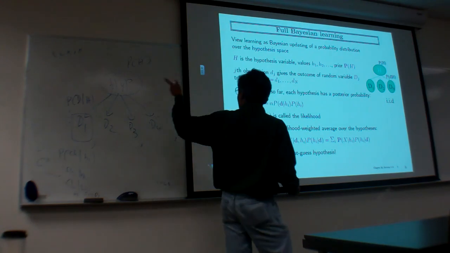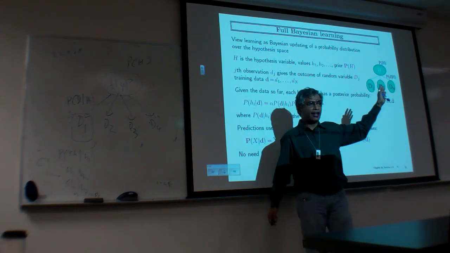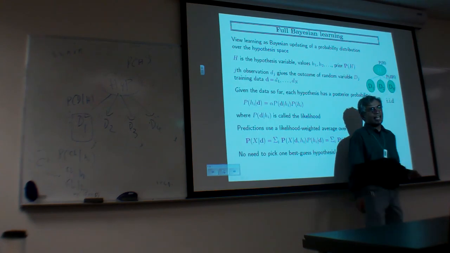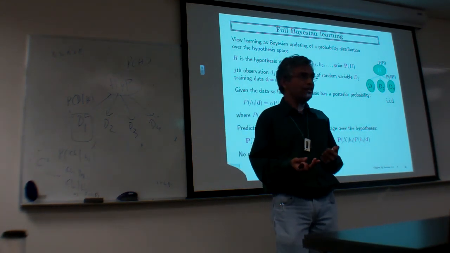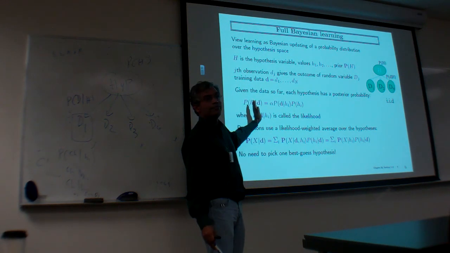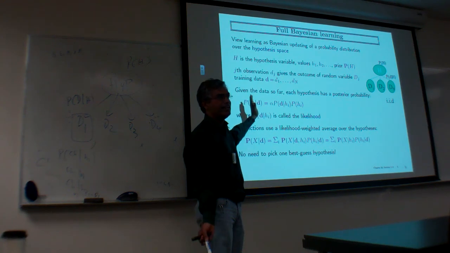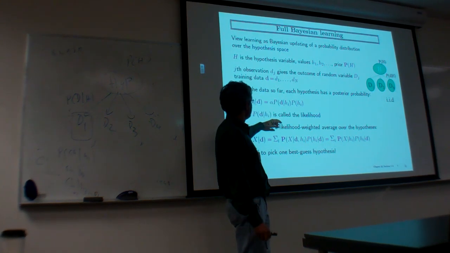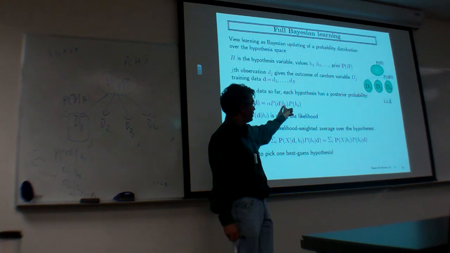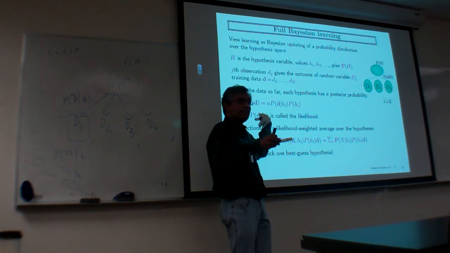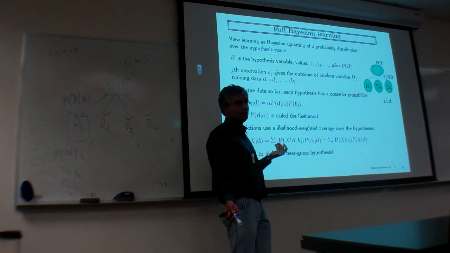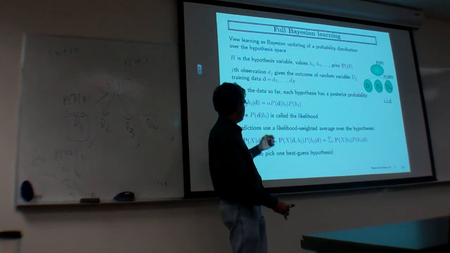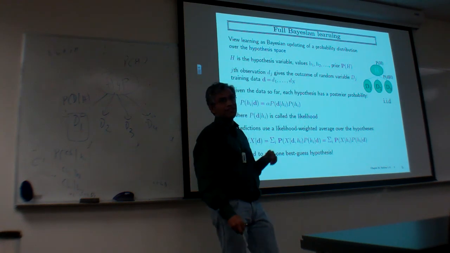So this is the picture I drew here. Hypothesis is causing data, D1 all the way to Dn. I have the prior of the hypothesis, P(H). I have the data given hypothesis, which is P(D|H). And what I really need is P(H|D), the posterior probability of hypothesis given data. That would be alpha times P(D|Hi) times P(Hi). This is just Bayes rule: the probability of A given B is the probability of B given A times the probability of A, divided by the probability of B. You get rid of the probability of B by putting in the normalization.